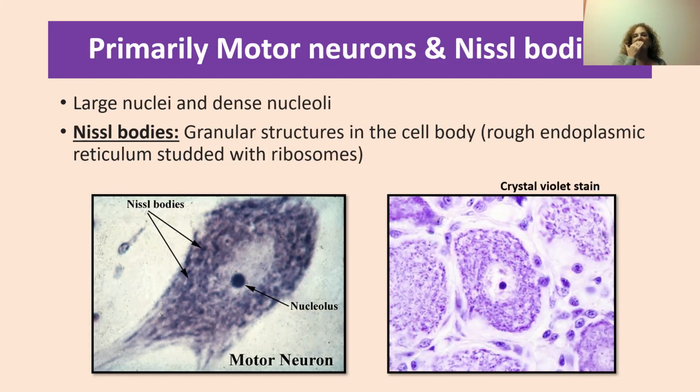Now, what are these Nissl bodies? They're basically composed of a lot of ribosomes on top of the rough endoplasmic reticulum. And of course, the function is protein synthesis to create different proteins, which are obviously very much needed when we have such an active neuron in the motor nervous system. Okay, this is a special stain, the crystal violet stain, which really highlights those basophilic Nissl bodies.